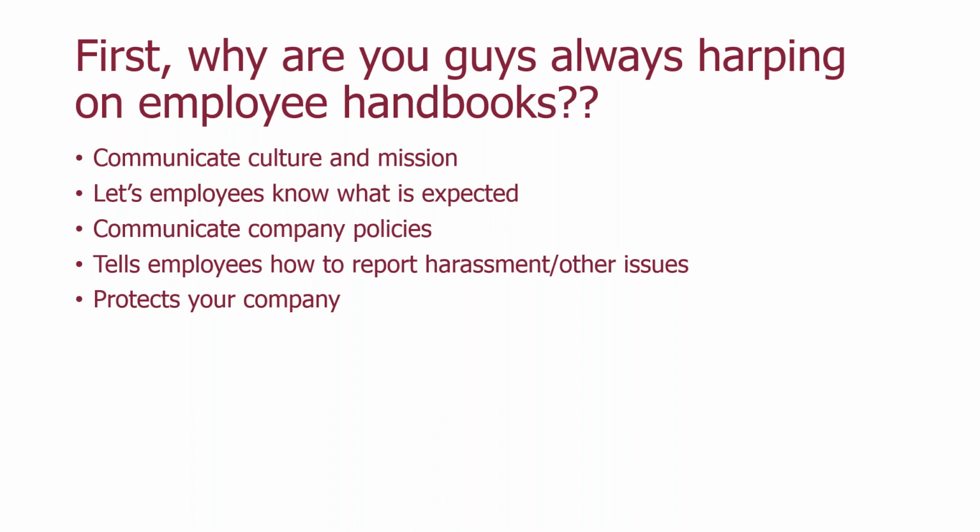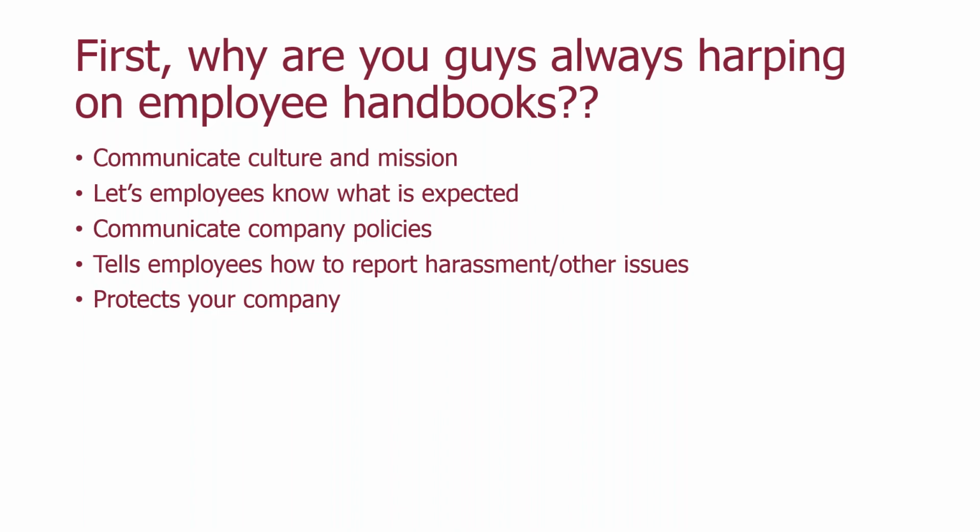The other really big component of an employee handbook is to inform employees how to report harassment and other issues like the need for an ADA accommodation or the need for FMLA leave or sexual assault or domestic violence leave. So this is huge because there may not be other places that lay out specifically who should be contacted if an employee experiences sexual harassment.